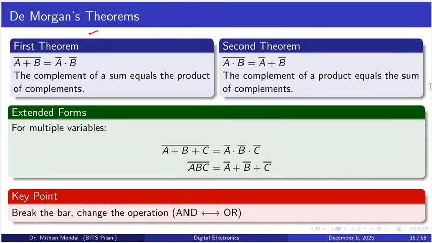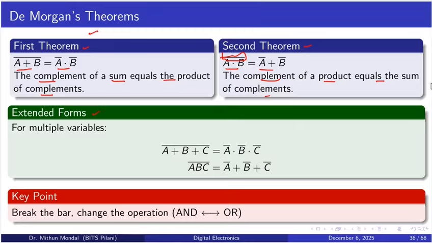De Morgan has given 2 theorems, the first theorem and the second theorem. The first theorem says that the complement of a sum equals the product of the complements. So we have the sum a plus b, and then we take the complement. That gives the product of its own complements, a bar into b bar. Similarly, in the second theorem, the complement of a product equals the sum of the complements. So first we have the product a dot b, and then we take the complement. So we get a complement plus b complement.